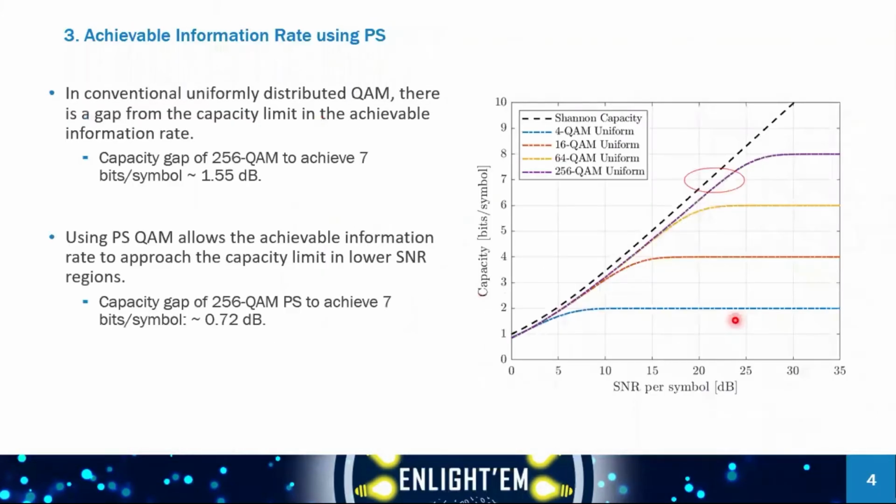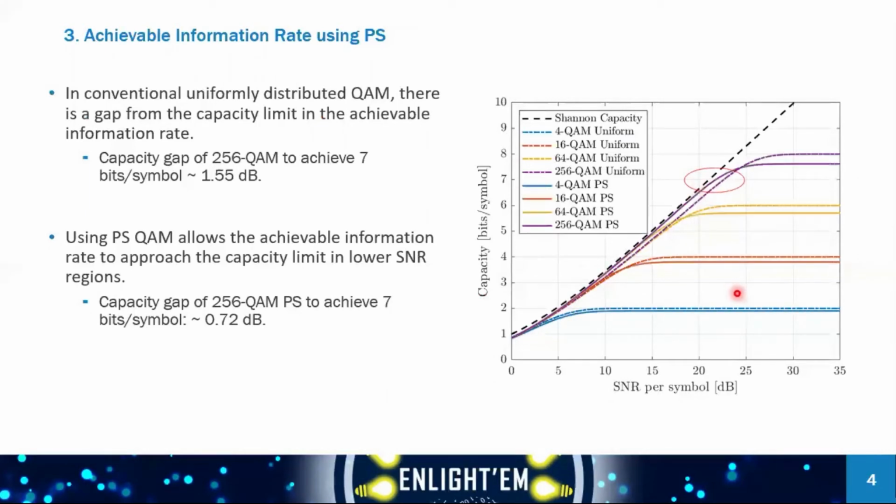Let's see actually how the Achievable Information Rate can be increased using PS. The black dotted line here shows the Shannon capacity limit in bits per symbol for various SNR per symbol values. In addition to that, I have plotted the capacity of 4, 16, 64, and 256 QAM in these dotted lines. You can see in these lower SNR regions, there is a gap from the capacity limit. For example, if we look at the capacity gap of 256 QAM to achieve 7 bits per symbol, it is 1.55 dB far from the Shannon capacity limit.